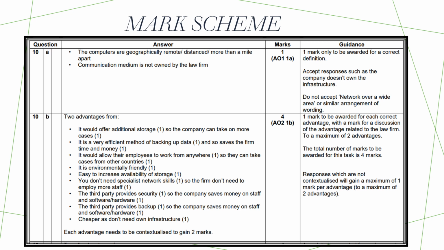For example, if it says additional storage, if you just write down additional storage, that isn't really an advantage. You could say additional storage is available, so therefore we could take on more cases, or we could grow our clientele. If you're talking about being able to access your work from anywhere, then you can talk about being able to work from home or traveling to other countries. So check carefully against the mark scheme what you've put down. Make sure you're quite firm and strict with your marking, and then we can move on.